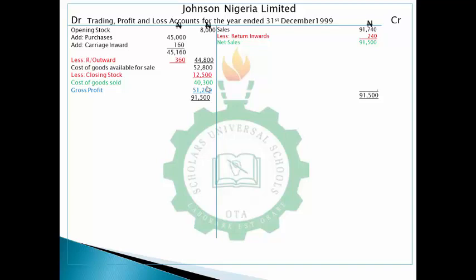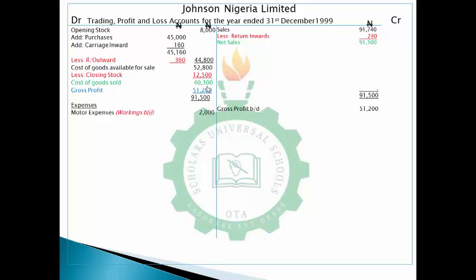So this is the end of my trading account. So I can move to the next part, which is my profit and loss account. I'm bringing down my profit of 51,200 to my credit side, gross profit down 51,200. Then I have to compare my expense to my income. Now, what are the expenses that I have during the period?